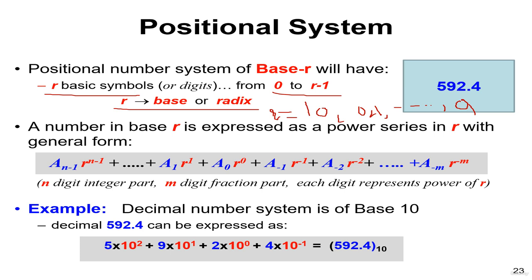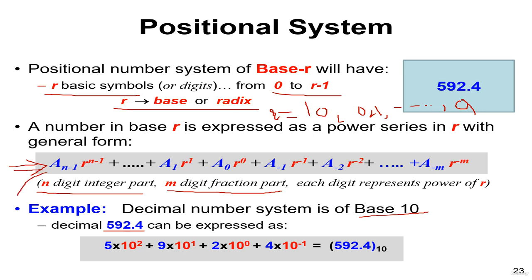A number in base R with n digit integer part and m digit fractional part can be represented in this power series form. This might look a bit complicated, but we will consider an example. Consider a decimal number, that is 592.4. Since it is a decimal number, R is equal to 10, right? There are 3 digits in the integer part, so n is equal to 3, and m is the number of digits in the fractional part. So there is 1 digit in the fractional part, so m is equal to 1.